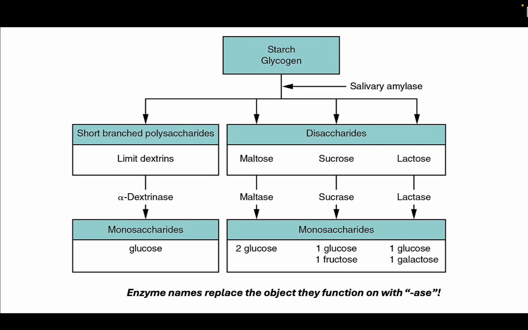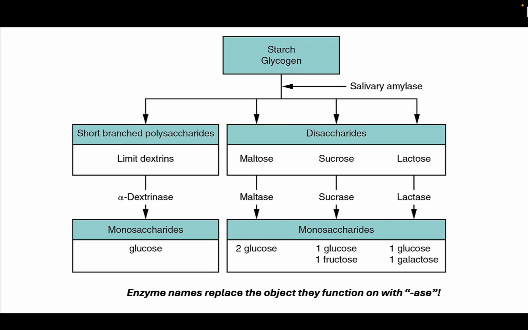When we have starch or glycogen, larger molecules, we begin with salivary amylase, and that can break things down into disaccharides, and the disaccharides have their own enzymes that work on them. So maltose, two glucose linked together, is broken down by the enzyme maltase. Sucrose, a glucose and a fructose, is broken down by sucrase. Lactose, lactase, and we talked about how lactose needs its own special enzyme because of that beta-glycosidic linkage.